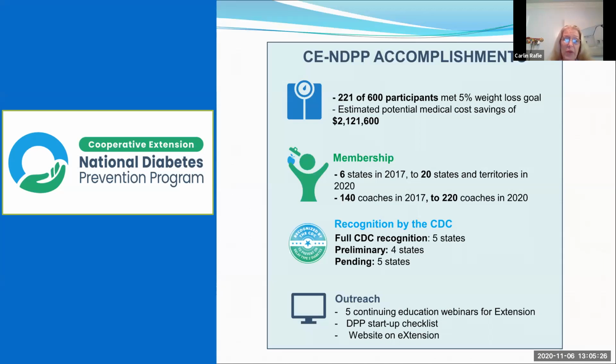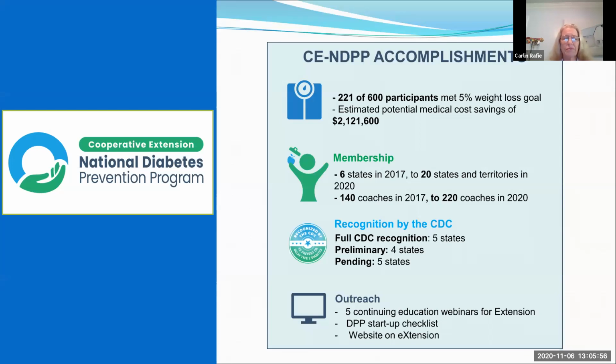So we started off with 140 coaches in 2017 amongst us, and now we're up to 220. 5 of our states have full recognition, 4 have preliminary recognition, and 5 states are in pending status. We do several outreach activities, including webinars. This is our 6th, and we have some resources we've developed for you as well as a website where you can find those.